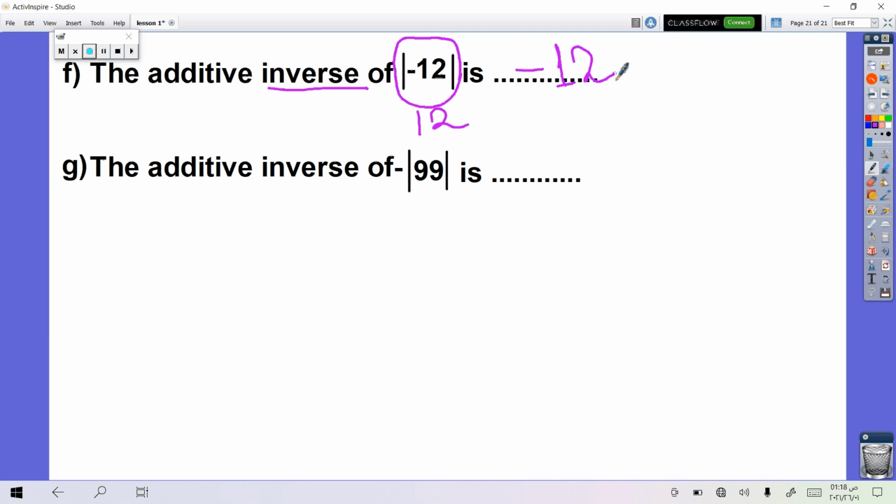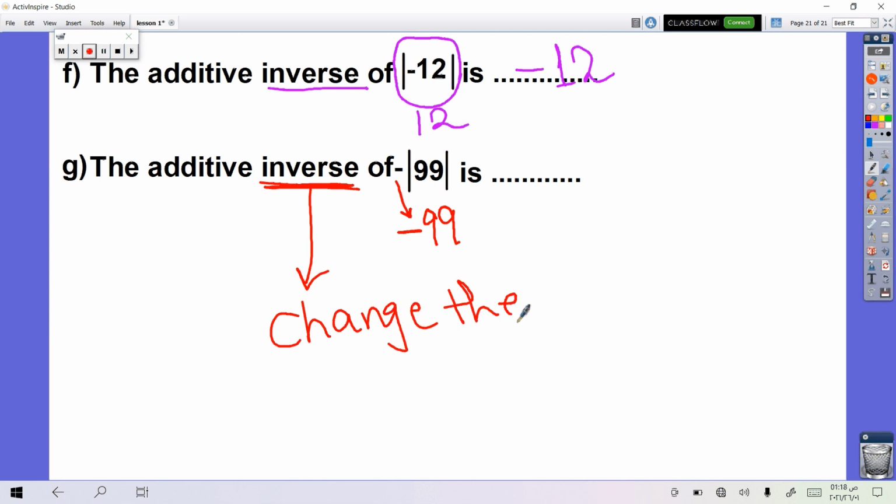The last one, the additive inverse of negative absolute 99. Now we have a negative sign outside the absolute value. So we will keep the negative as it is and then find the value of absolute 99. It will be equal to 99. Then we will find the additive inverse of negative 99. Additive inverse, so we have to change the sign. So in this case, the additive inverse of negative 99 will be equal to 99.